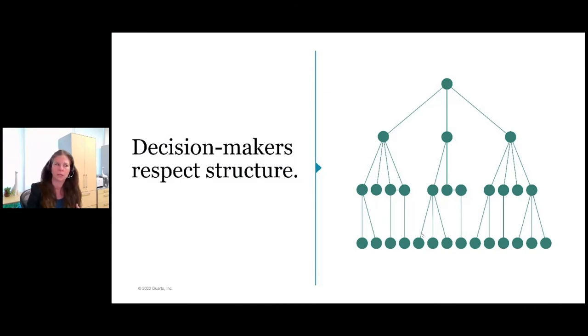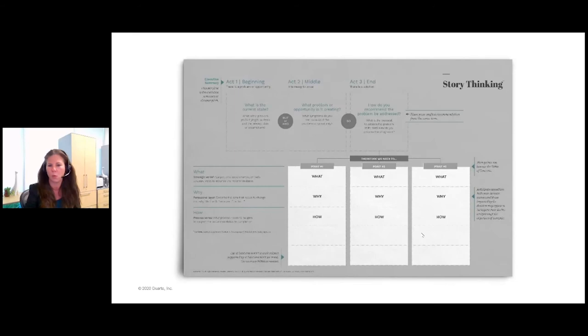Decision makers really have a lot of respect for structure. So if you have your executive summary, everything should hang off of that. You should be making points with supporting points that support it. Here's an example of the job aid. Your supporting points all need to have what, why, and how. So once you know what the action is, what do we need to do, why do we need to do it, and how? A lot of times we forget why.